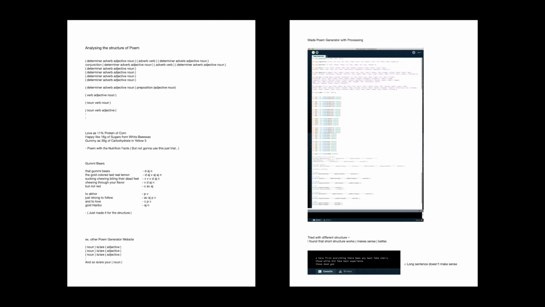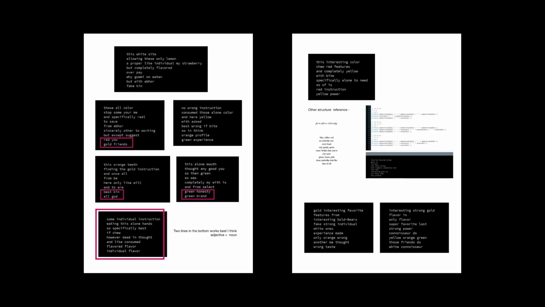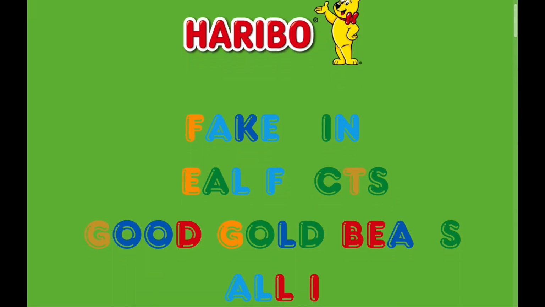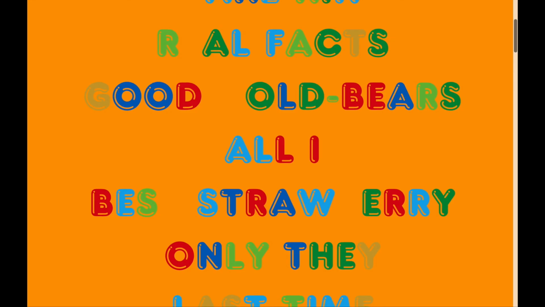and for making the structure of the poem, I tried several combinations of words like adverb, adjective, noun, noun, verb, noun, something like that. I used Processing for the random combinations, and I had some weird outcomes. At the end, I thought adjective plus noun works best, so I used that combination and made a website. Randomly generated poem about Haribo Gold Bear.